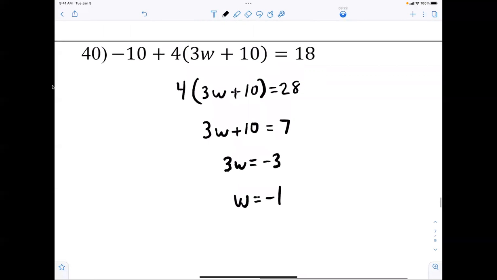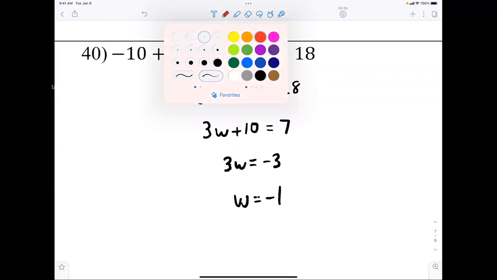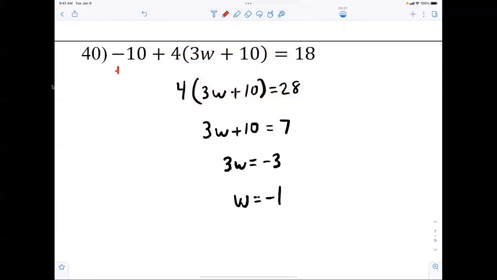So let me draw that out for you just so you can see it better. But you would add 10 to both sides. You're adding 10 to both sides. Good question, kiddo. You hear me? You understand now, right? All right. Anybody else with a question?